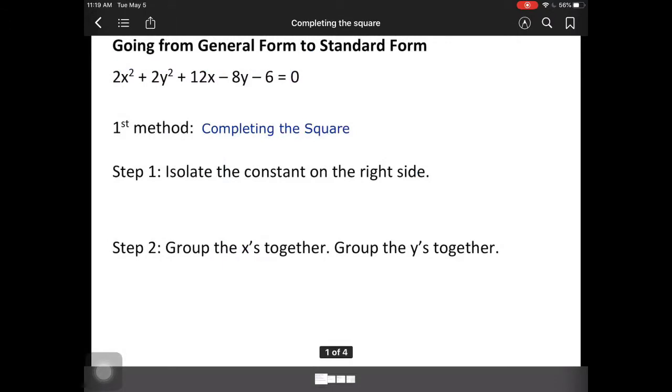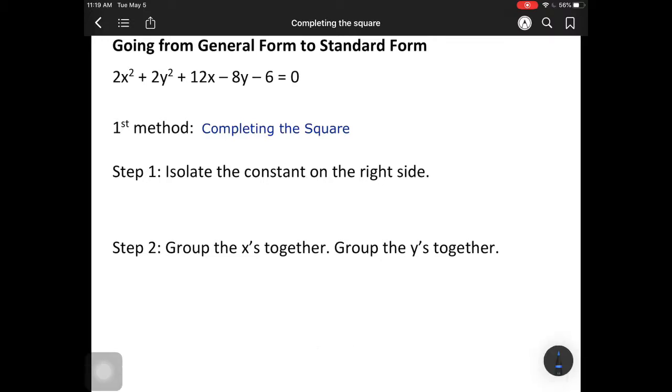So the method that we're discussing now is called completing the square. And as we said, this is to help you go from the general form of the equation of a circle to the standard form. And we already said the reasons why you would need to do this.